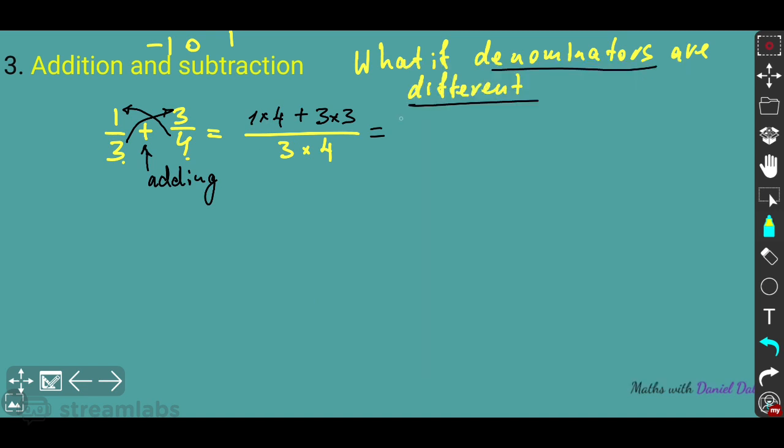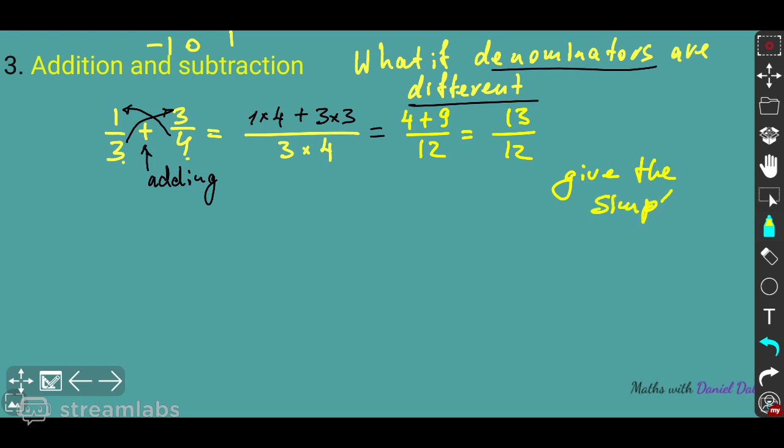So 1 times 4 is 4, and then you add 9 here. Then you multiply 3 by 4, you get 12. Okay? If you simplify that, you'll get 4 plus 9, which is 13. And you might be asked to give the simplest form. So give the simplest form. What it means is you need to give a mixed number in this case.